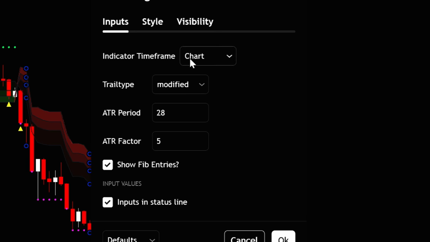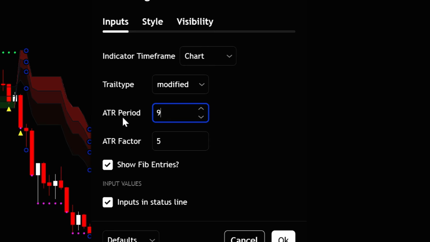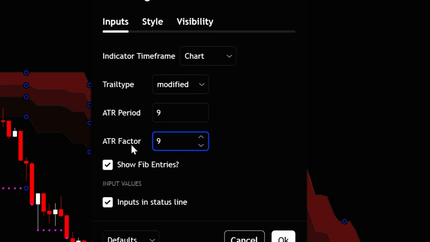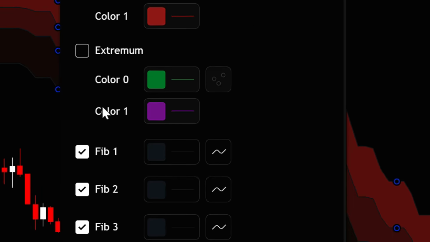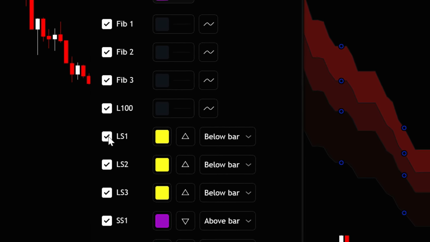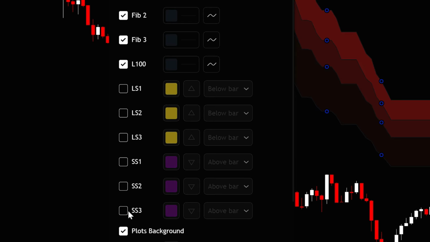Go into the settings, leave the time frame on chart. Set the ATR factor to 9 and then set the ATR period to also 9. Then clean up the style. Disable everything unnecessary so the chart stays clear, leaving only the bands visible.